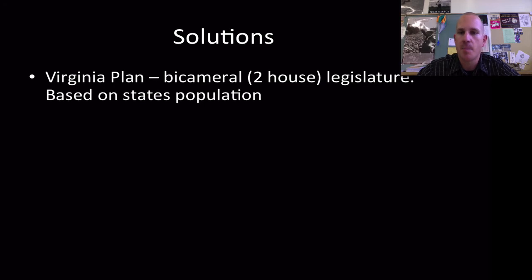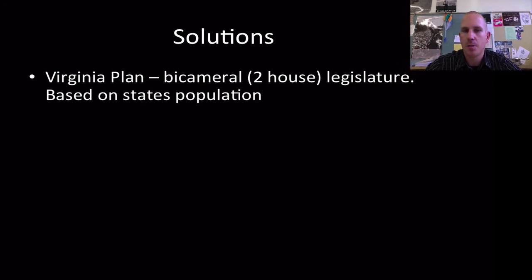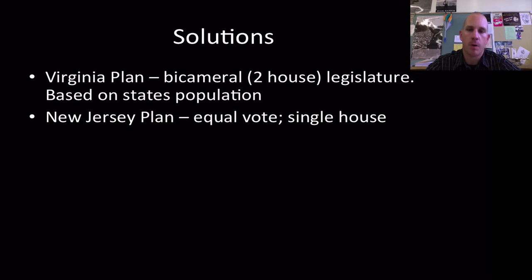So the solutions. Let's talk about the Virginia plan first. It is a bicameral legislature, meaning that it's a 2-house government based on state population. There's also the New Jersey plan, which calls for an equal vote in a single house. So what are we going to do here? Which one do you think is going to be the best approach?